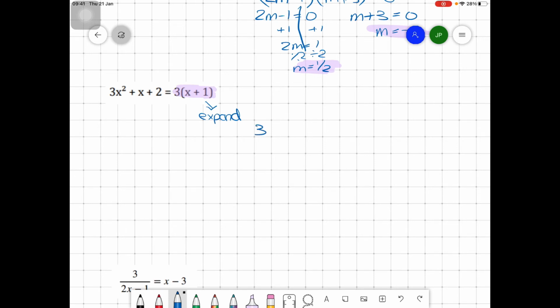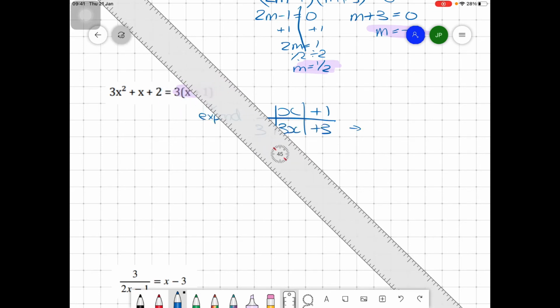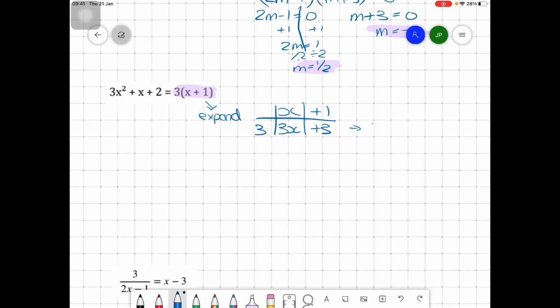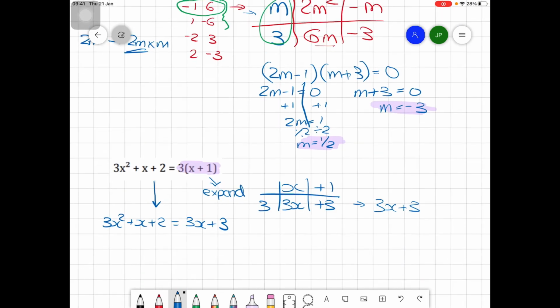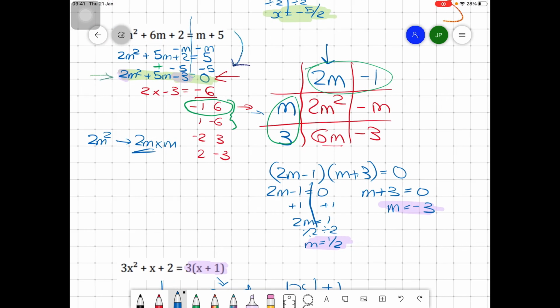Remember, fall back on the grid if we need it. We go back to our grid to expand. A grid helps us factorise, and a grid helps us expand. 3 times x is 3x, 3 times 1 is 3, so that goes to 3x plus 3. So that means I can take this down now, and this is now 3x squared plus x plus 2 equals 3x plus 3. We're now back in the same position as we were on this one.